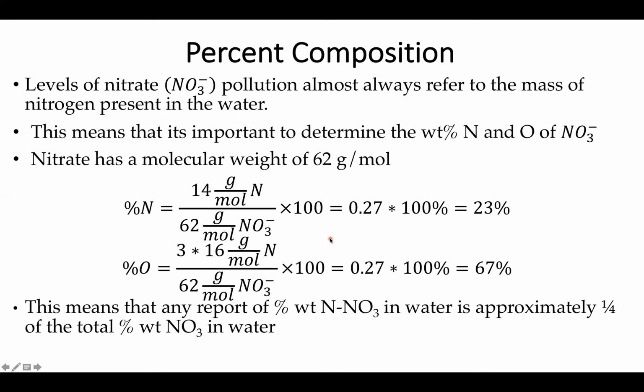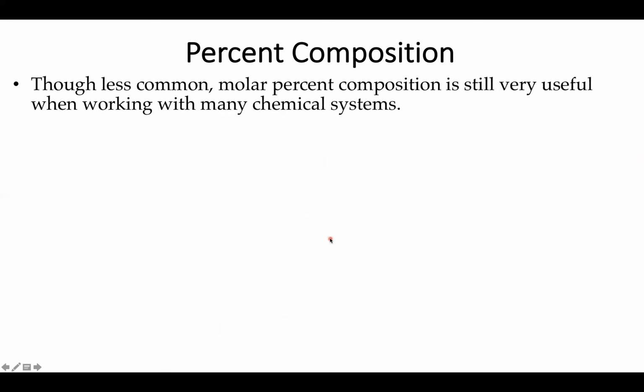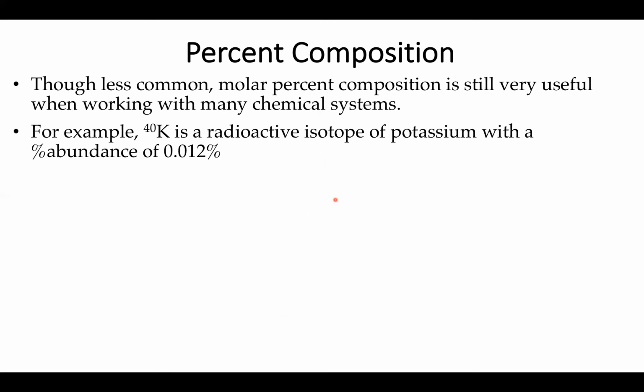So one of the other things that's worth noting when you're dealing with percent compositions is to note when you're dealing with percent weight, because there's another less common percent composition, and that is molar percent. So for example, if I'm working with a lot of radioactive species, it's very common to say something like potassium has an isotope called potassium-40.